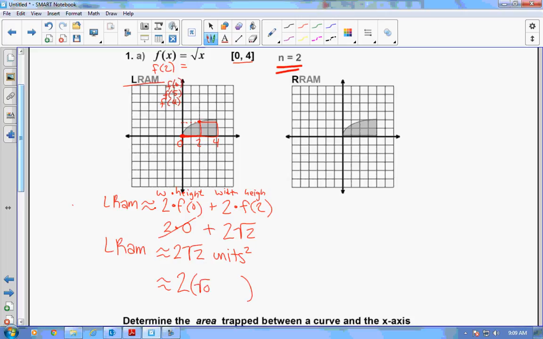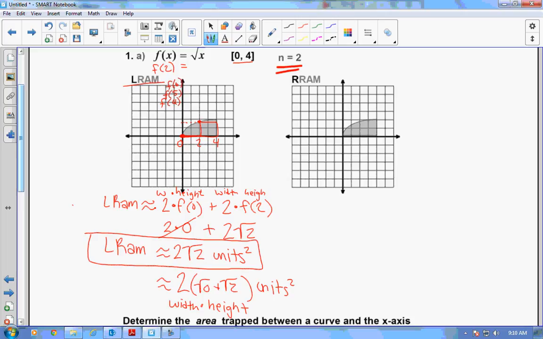root 0, which is just 0, plus root 2. So this was our width times the height. Because that will save us when we're doing a lot more rectangles. If you notice that they all have the same width, there's a lot less writing needed if you can pull out that width, the 2.